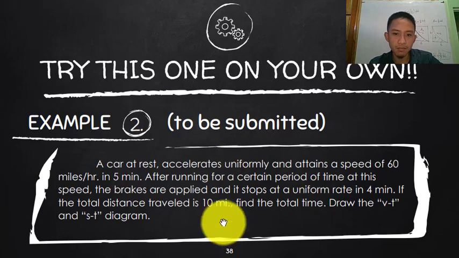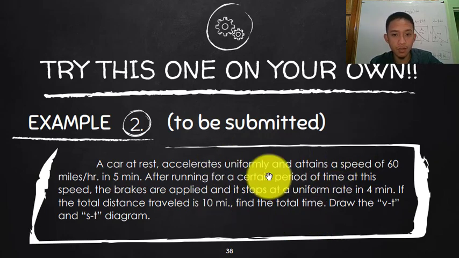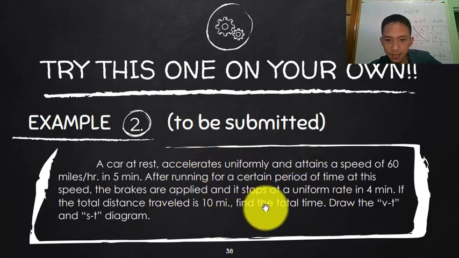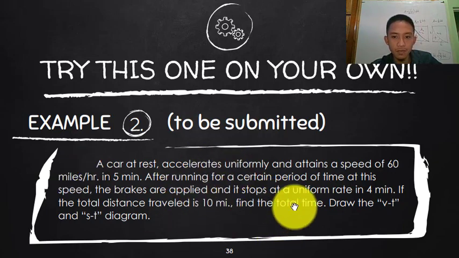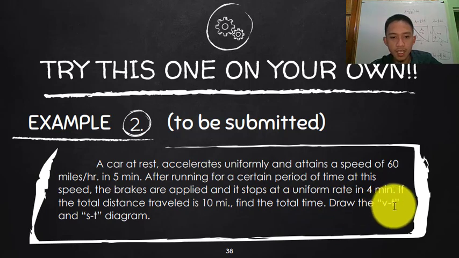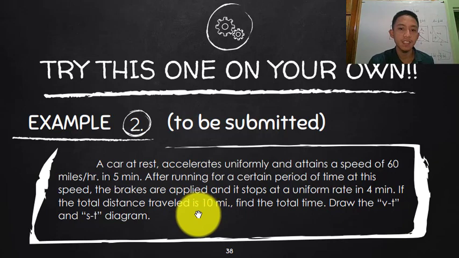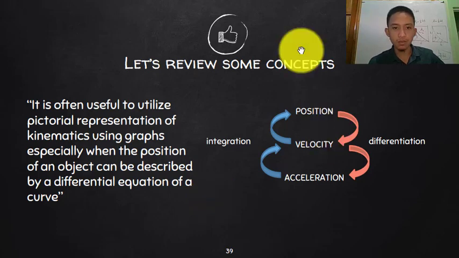So you are given here a problem solving. Convert that one into a drawing, whatever drawing you can create from this, and then solve. It says there, find the total time. Okay, find the total time. That is the problem there in this motion. Find the total time, and then after that, draw your VT and ST diagram. Okay, so VT and ST diagram. Okay, so do that one.